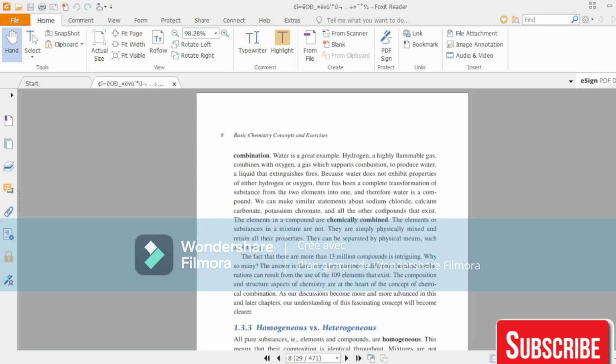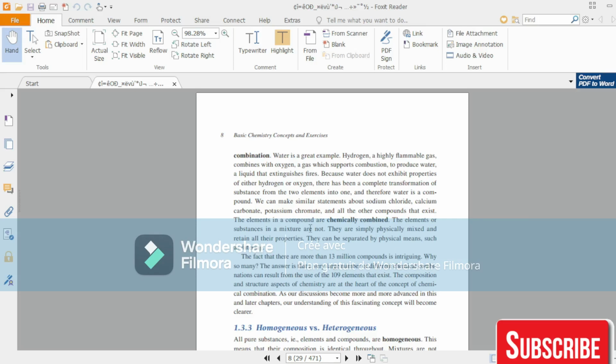Water is a great example. Hydrogen, a highly flammable gas, combines with oxygen, a gas which supports combustion, to produce water, a liquid that extinguishes fires, because water does not exhibit properties of either hydrogen or oxygen. So there has been a complete transformation of substance from the two elements into one. Therefore, water is a compound. We can make similar statements about sodium chloride, calcium carbonate, potassium chromate, and all the other compounds that exist.